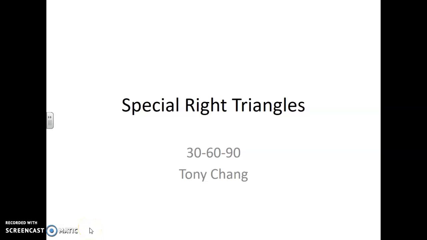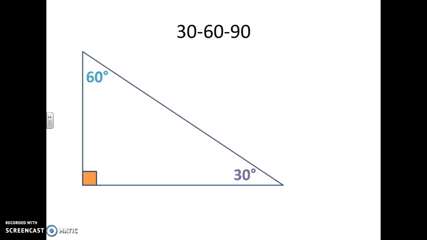So in this lesson, we're going to be going over special right triangles, 30, 60, 90. In the previous lesson, I showed you how to do 30, 60, 90 using a story, but this one is going to use a chart. So here's the chart.